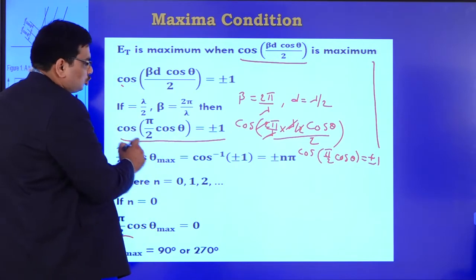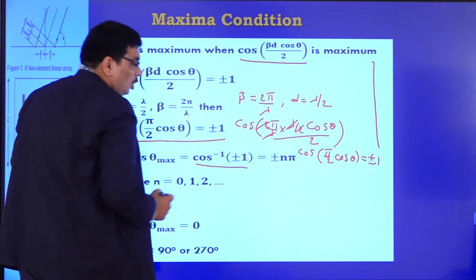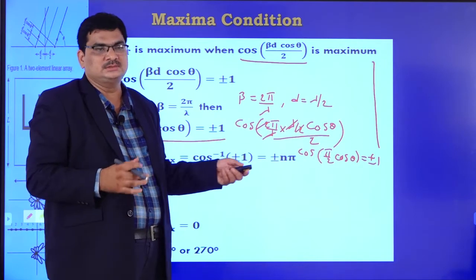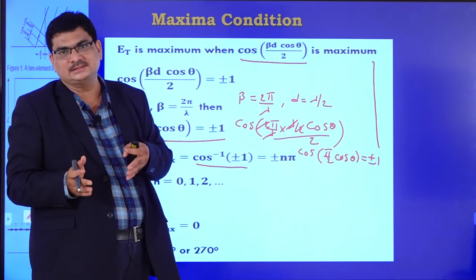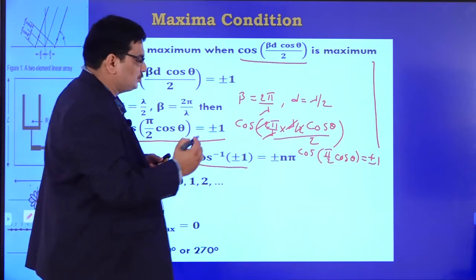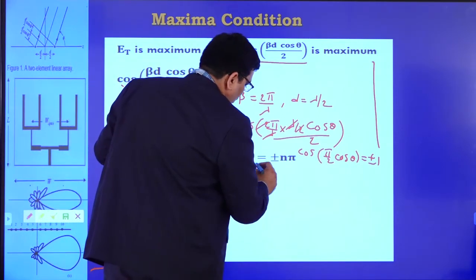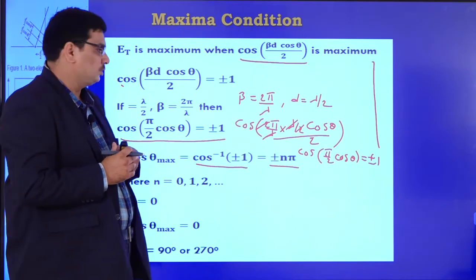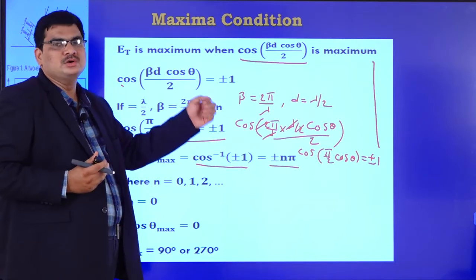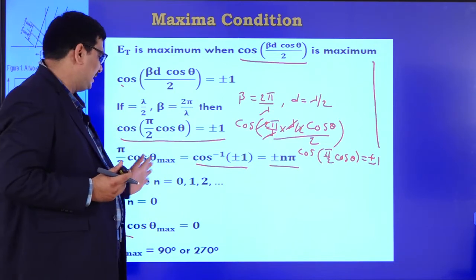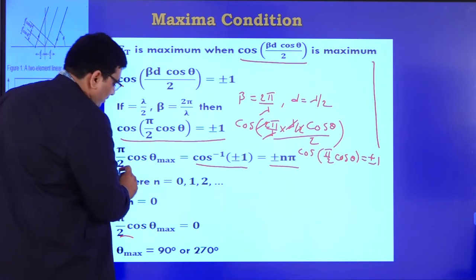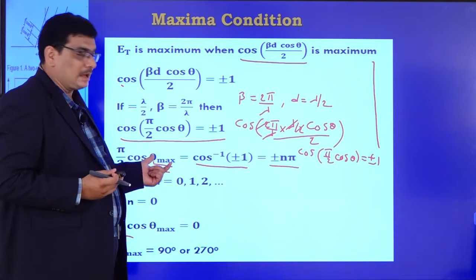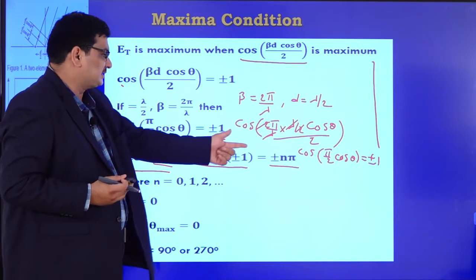So, take this cos term to this side, that becomes cos inverse of 1. When are we getting the cos inverse of 1? Whenever your angle is at 0 or 180 degrees or 360 degrees, like that, for those values you are getting cos inverse equal to 1. So, that is equal to plus or minus n pi, where n is equal to 0, 1, 2 like that. So, your pi by 2 cos theta max, because we are finding the maximum value, that is why here we have written theta max. Cos theta max is equal to plus or minus n pi.